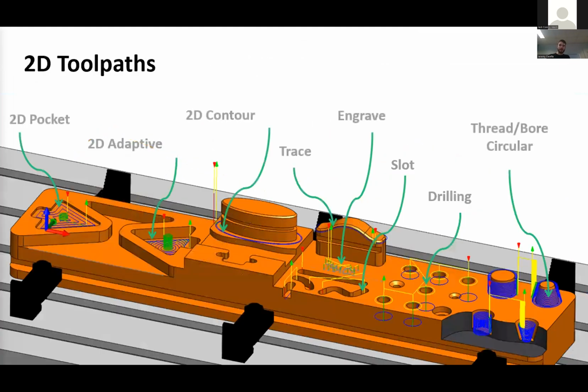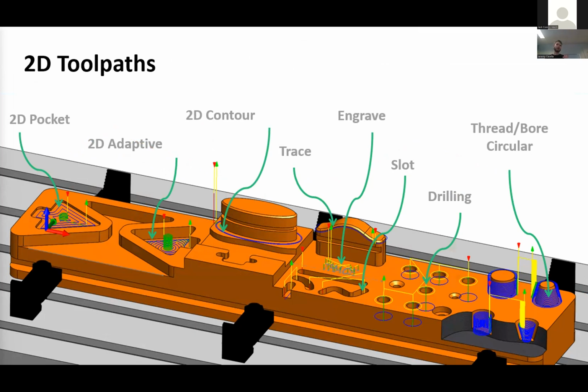And we have tons of tool paths. I won't spend too long on this. We've got pockets, adaptives, contours, and I can send you guys these slides because it's a really good visualization of all the tool paths Fusion has. The primary ones you're going to be looking at are contours and adaptives.